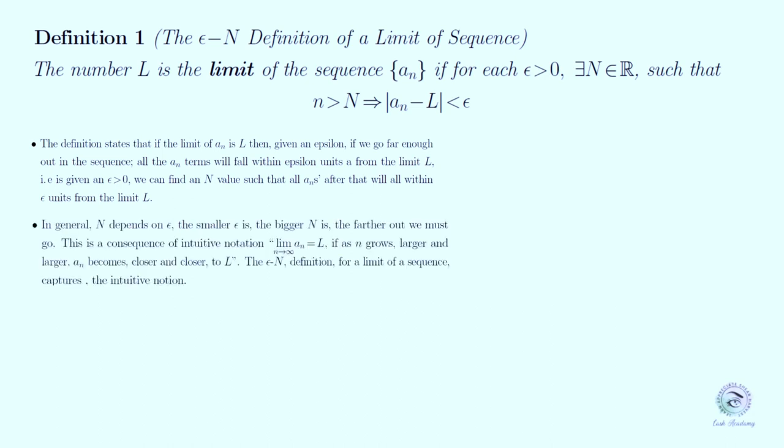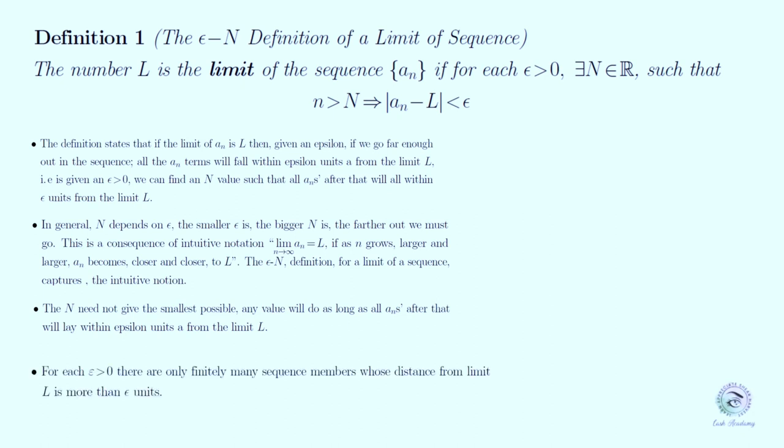In general, N depends on epsilon. The smaller epsilon is, the bigger N is, the farther out we must go. This is a consequence of the intuitive notion of the limit. The N need not be the smallest possible one, any value will do, as long as all a_n after it fall within epsilon units from the limit L. For each epsilon greater than 0, there are only finitely many sequence members whose distance is more than epsilon units from limit L.